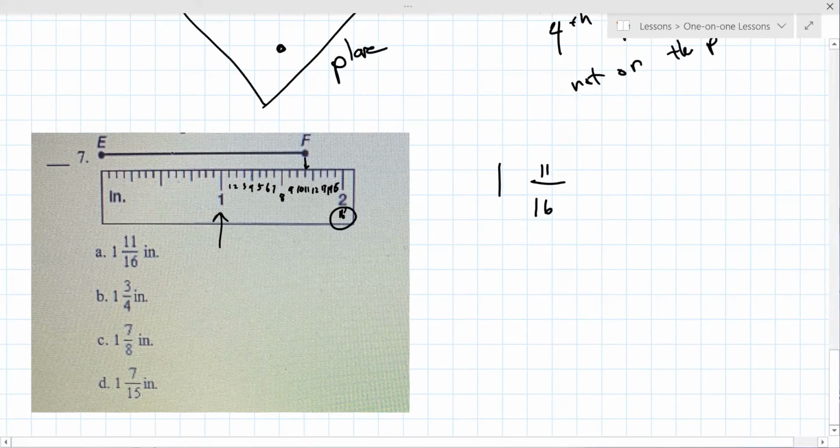Let me make another segment here. Let me call it EG. And I hope it's big enough for you to see. I know you can zoom in here on Zoom. Could you give me the length of EG? EG.